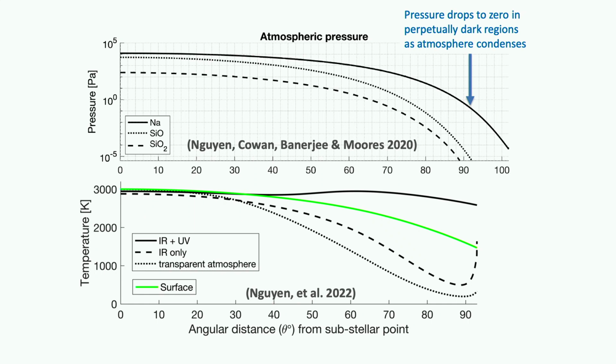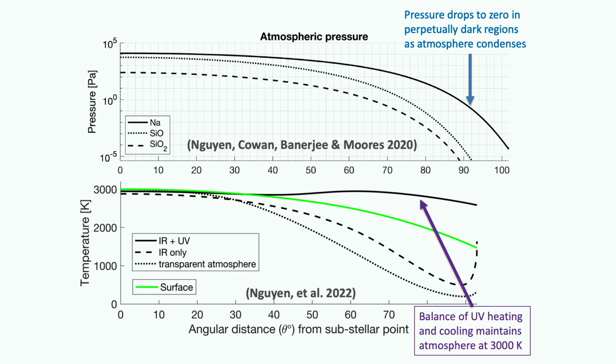So again, you get less and less atmosphere as you move away from the substellar point, getting towards the dark side of the planet, and the atmospheric pressure is dropping. Interestingly, and this is what the bottom panel is showing, if you look at the temperature of that gas, the atmosphere is actually staying at pretty much the same temperature all the way until it collapses.